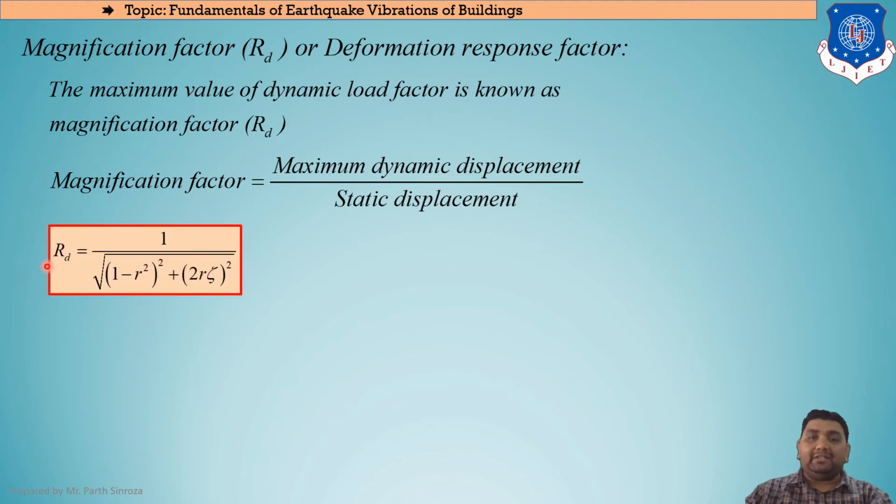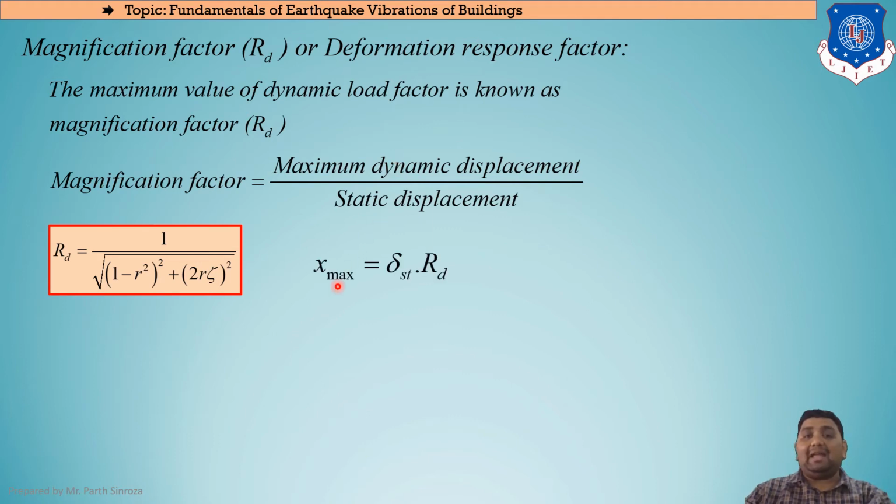For Rd, the derivation is not asked, or is not in the syllabus, so you just need to remember the equation. The equation for Rd, our magnification factor, is equal to 1 upon the square root of (1 minus r square) the whole square plus (2 r zeta) the whole square. Zeta is the damping ratio, which equals C upon Cc, and r is our frequency ratio, which was omega dash upon omega. Clear? So this is how we find the magnification factor. Now this is the magnification factor, or Rd. This is our maximum displacement, and this is the static displacement.